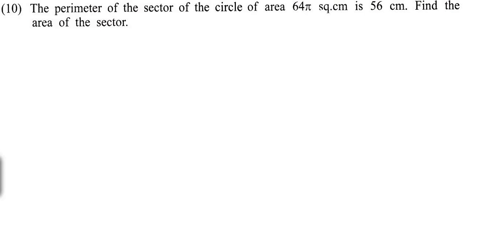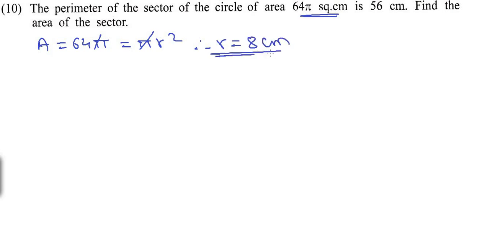Example number 10. The perimeter of the sector of a circle of area 64 pi square centimeter is 56 centimeter. Find the area of the sector. Exactly same as that of the previous example. Area in this case is given. Area equal to 64 pi square centimeter, but area of a circle is given by the formula pi r square. Pi got cancelled. R square equal to 64. Therefore r, take square root, is equal to 8 centimeter.